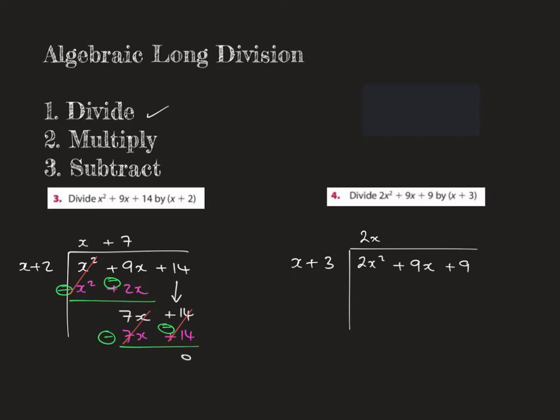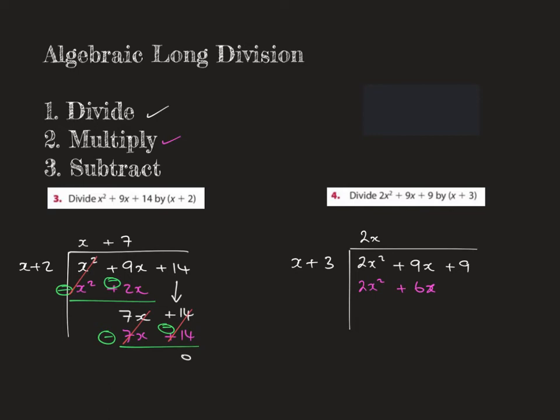Okay, part 2 is to multiply. So x multiplied by 2x will give us 2x squared. So I've multiplied the first 2 terms. Now I need to multiply the second 2 terms. So 3 times 2x leaves us with plus 6x.